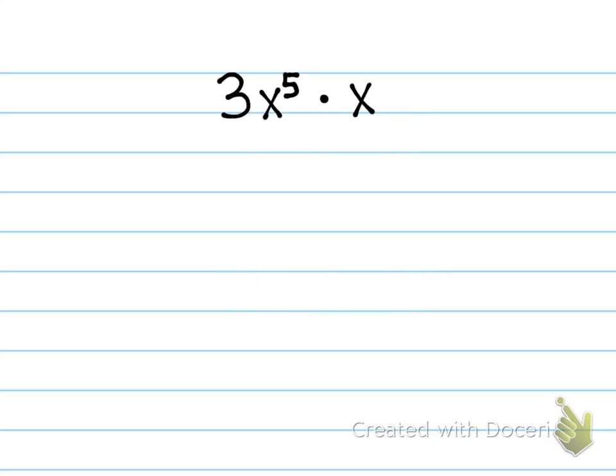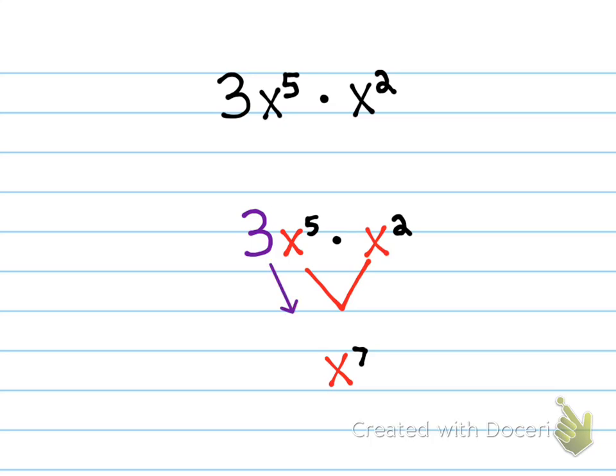So let's start off nice and slow here. The first thing I'm going to do is color code so that I can easily see which terms are alike and which terms can be combined. So here I have a 3 that cannot be combined with anything, and I've got an x to the 5th and an x squared. Those are like terms. I can go ahead and combine those together. But again, my 3 has nothing to go with, so I'm just going to bring it down, and that's going to be my final answer, 3x to the 7th power.